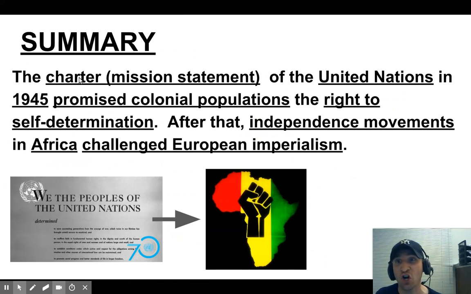Summary: the charter or mission statement of the United Nations in 1945 promised colonial populations, like the ones in Africa, the right to self-determination. After that, independence movements in Africa challenged European imperialism. So the spark was this UN Charter. We, the people of the United Nations. The United Nations is speaking for all people who are not yet free.